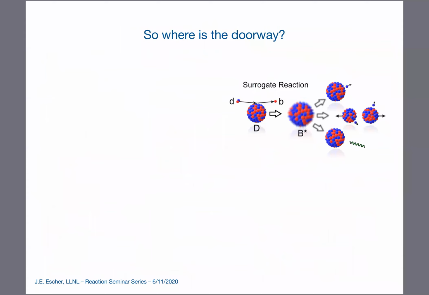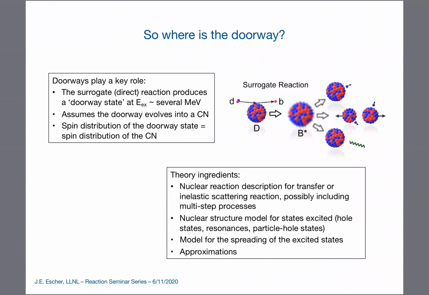Okay, so I'm coming to the end of my presentation, and I talked about doorways. So where is the doorway in the surrogate reaction? It is the configuration that you're basically populating with your direct reaction. It's a simple state, but it's not an eigenstate of the B nucleus. It is spread over many states, and it is what makes the compound nucleus in the end. But it does help us think about the problem.